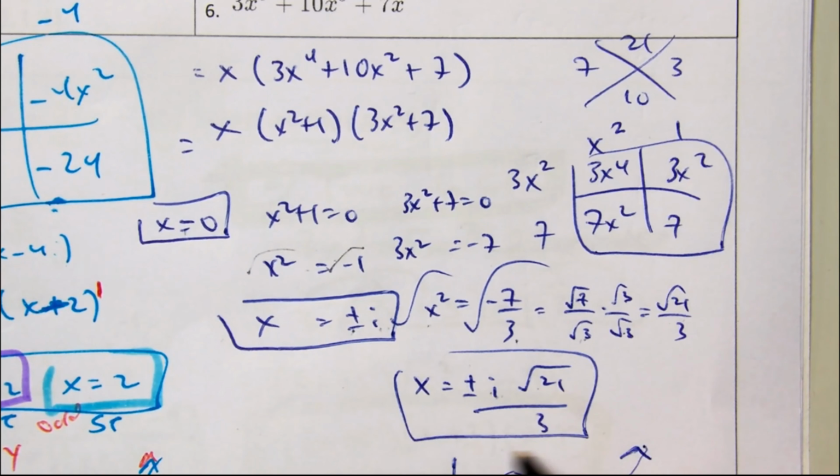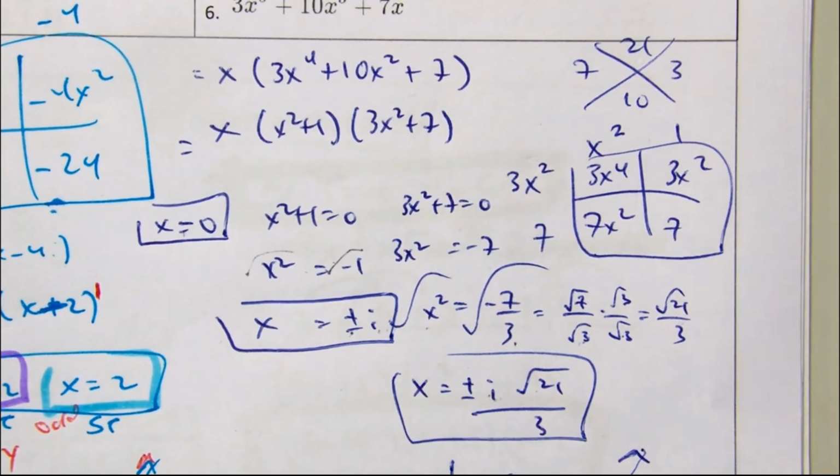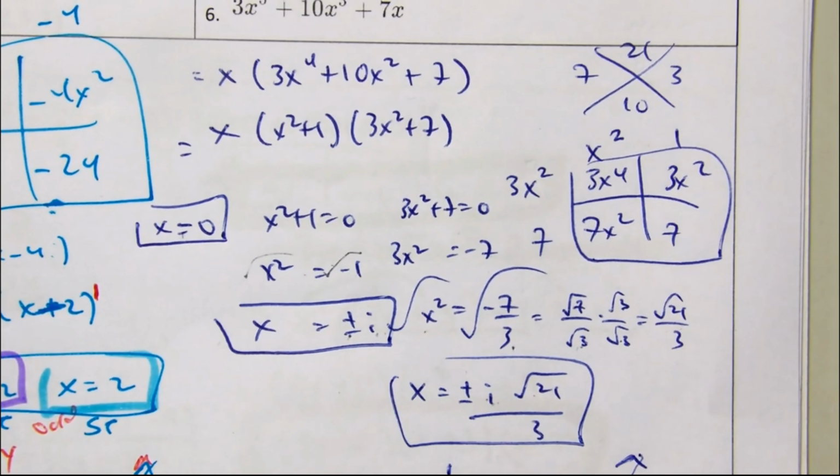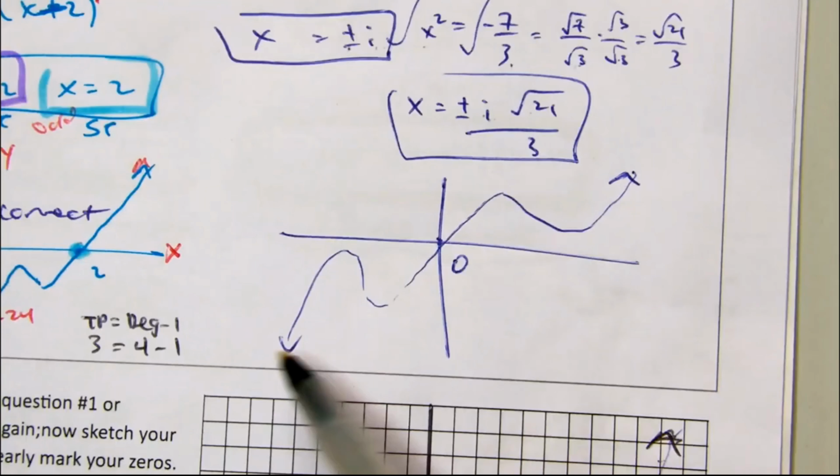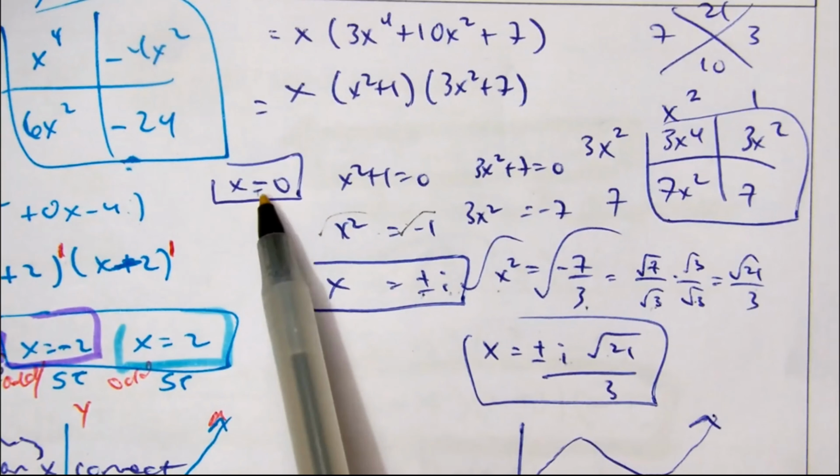This is, again, two more complex solutions. What could it look like? This is an odd degree. You didn't have to graph this, but it's only going through one real solution there.